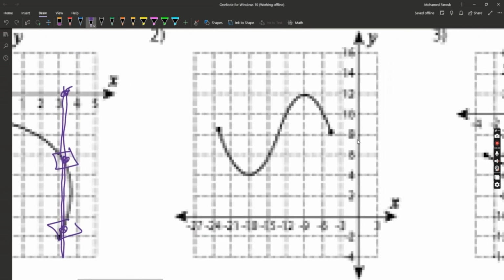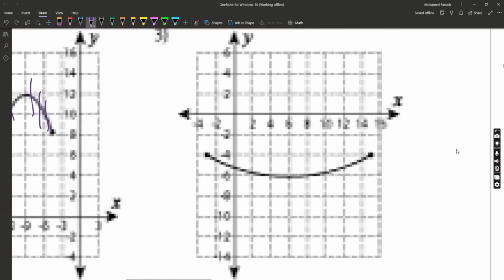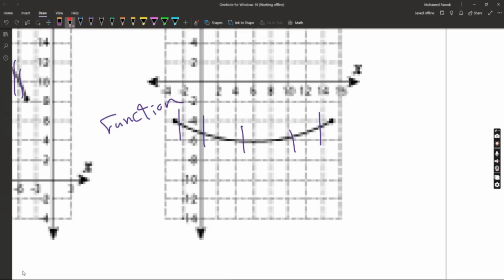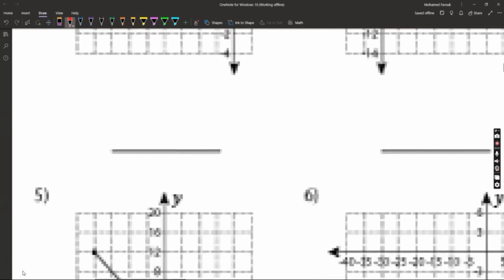This one, if you search for all values for x, you will find that each vertical line will intersect the curve only one time, in only one point. So each value of x is assigned to only one value for y. So this one is a function. Okay, next one. This one also is a function. Let's continue.